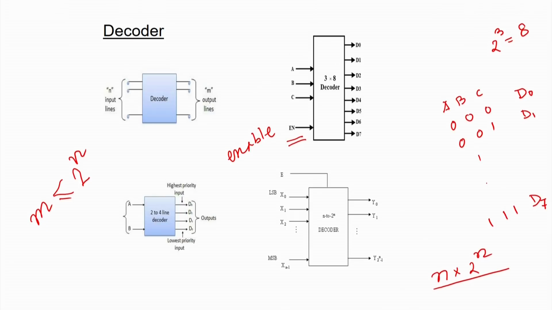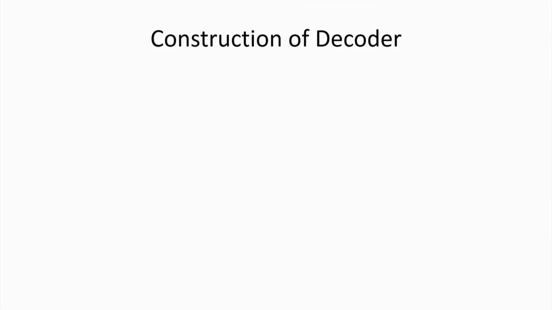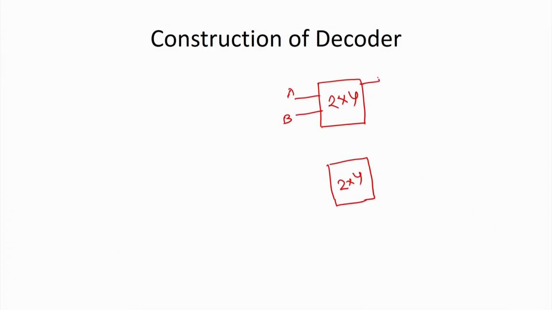Now, this enable line helps us construct larger decoders. Say I have 2 by 4 decoders, each having 2 input lines A and B, but I need a 3 by 8 decoder. Then what I can do is use two 2 by 4 decoders. These are the 4 output lines of the first decoder, and these are the 4 output lines of the second decoder. So, in total we get 8 output lines.